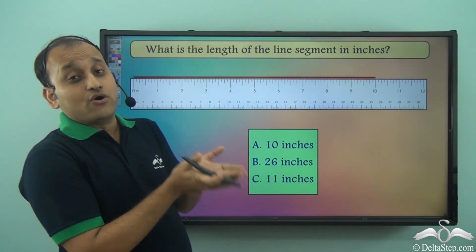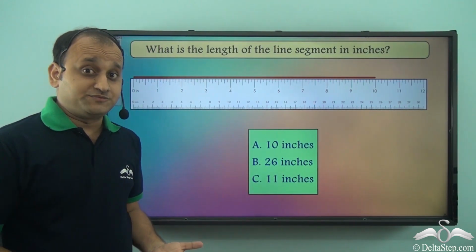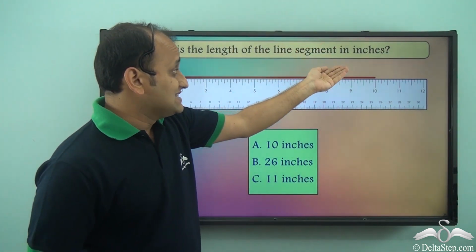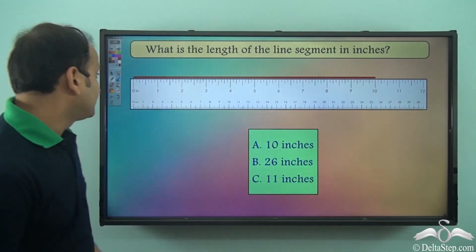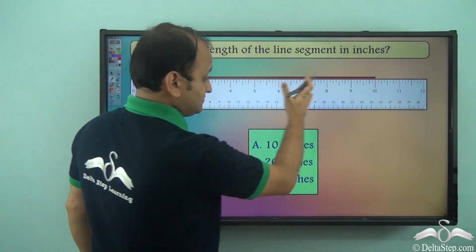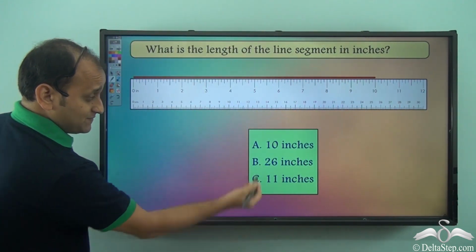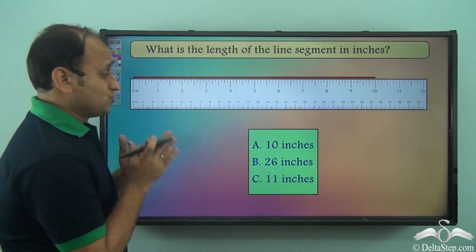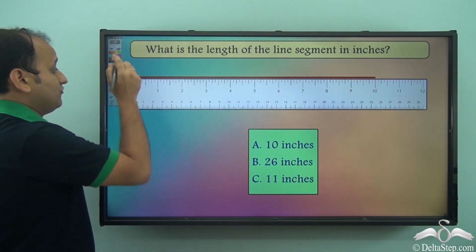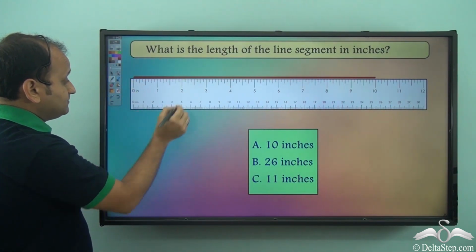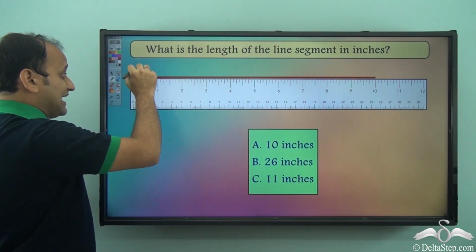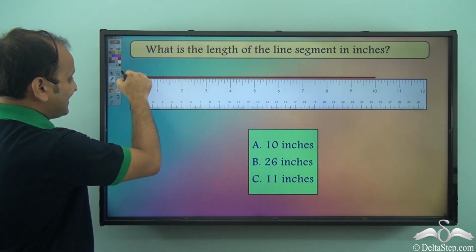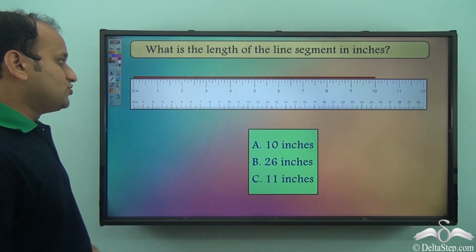Now that you know how to measure any object using a ruler, can you answer this question? What is the length of the line segment in inches? Now this is the line segment and the options are 10 inches, 26 inches and 11 inches. So what do we see first? We first confirm whether one end of this line segment matches with 0 on the ruler or not. So it exactly matches with 0 here.